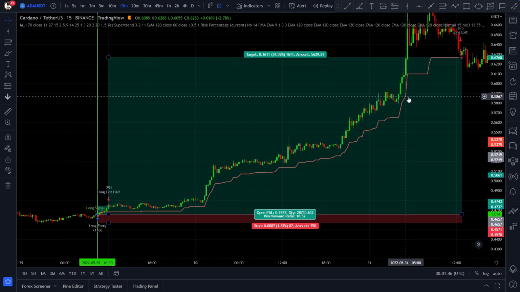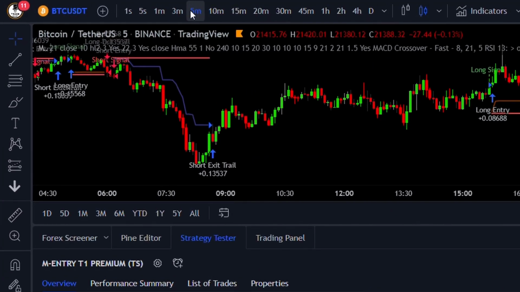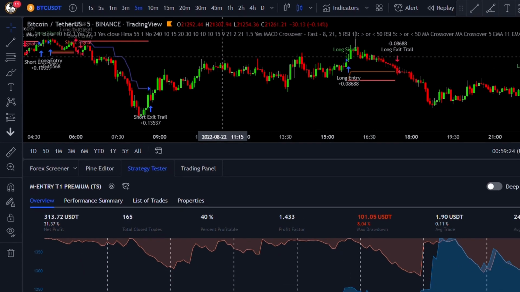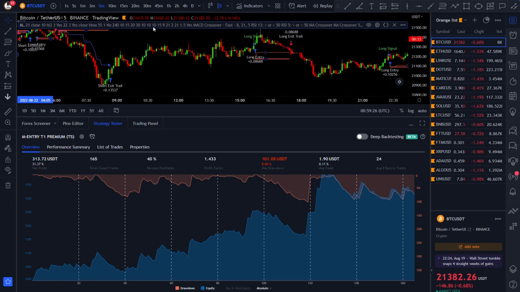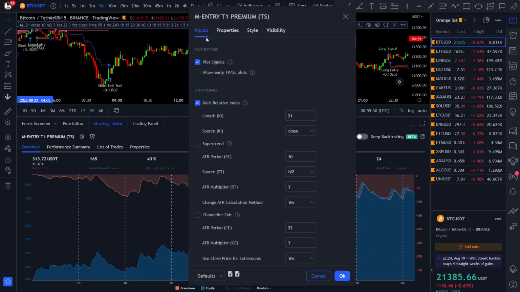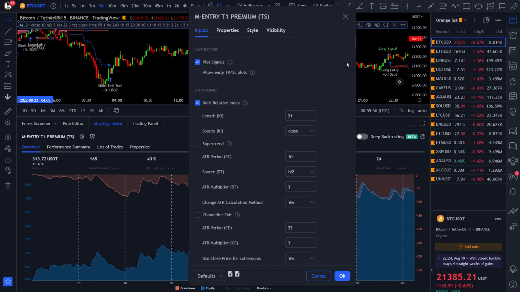Finally, let's take a look at the last optimization. This one was optimized for the Bitcoin USDT 5-minute chart on the price data between 2017 and 2022. For this, I used our multi-entry premium script. If you want to know more about this optimization, I already made an in-depth video of it, which you can find linked down in the description. Or just click on the pop-up in the top right corner.